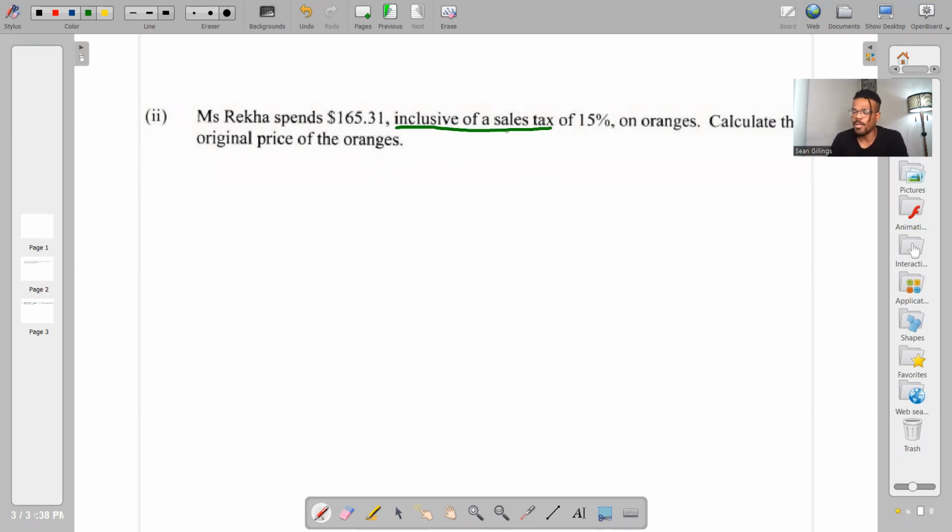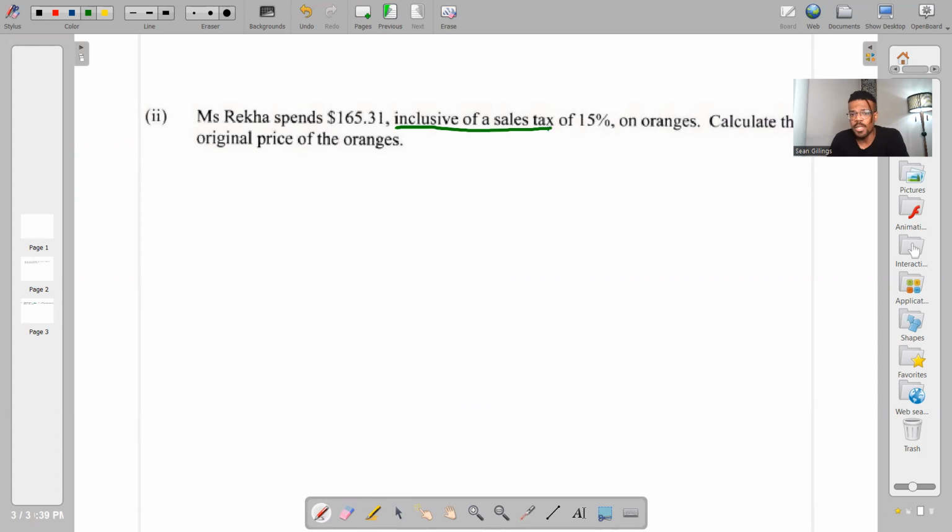If you think about it, when we go to a store, if something costs a certain amount of money, we don't end up paying that amount. So if a shirt costs $50 in the store, when we reach the register, that's not what we pay, right? There's a sales tax added to it, which increases the amount that we're going to pay. So it could go up to 51, 52, or something of that nature. So she spends a certain amount, and this amount includes the sales tax.